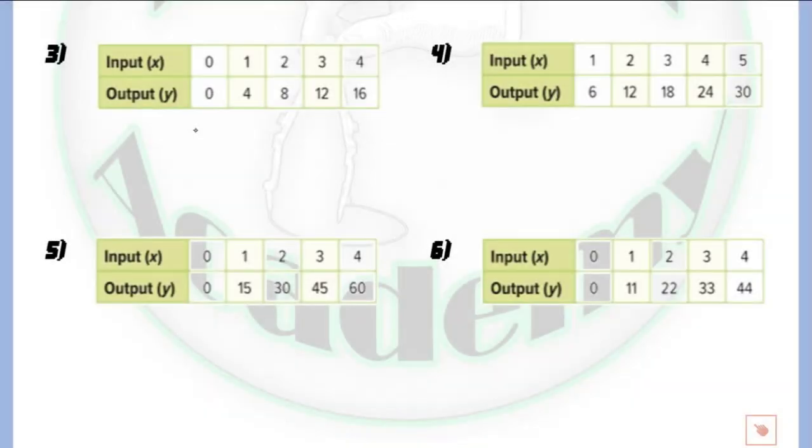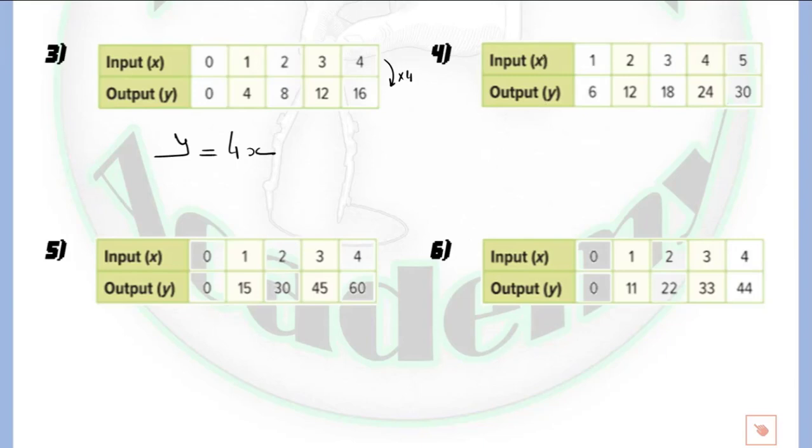In question number 3, we have the relation between the input and the output. 0 becomes 0, 1 becomes 4, 2 becomes 8, 3 becomes 12, 4 becomes 16. That will happen when you multiply by 4. So each output is equal to 4 multiplied by the input, which is x.